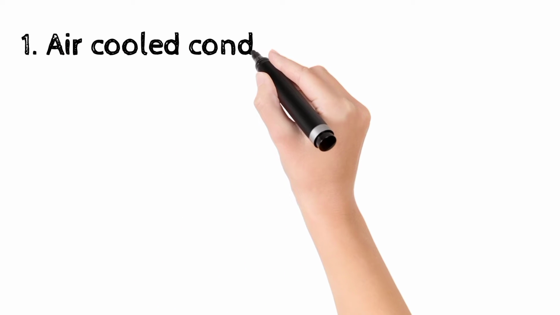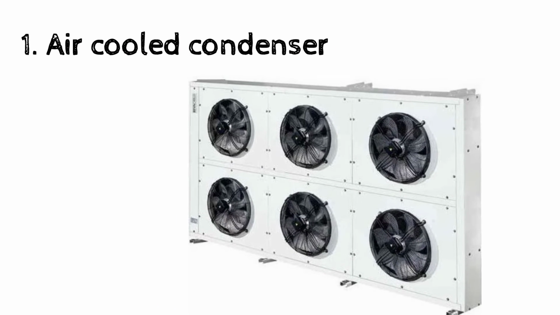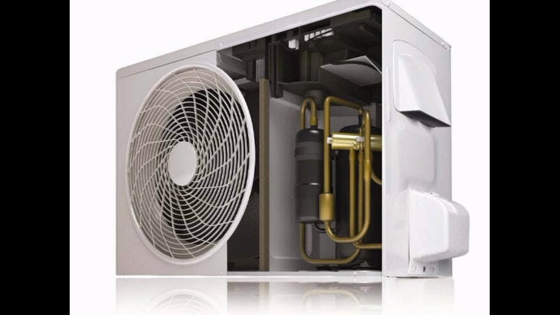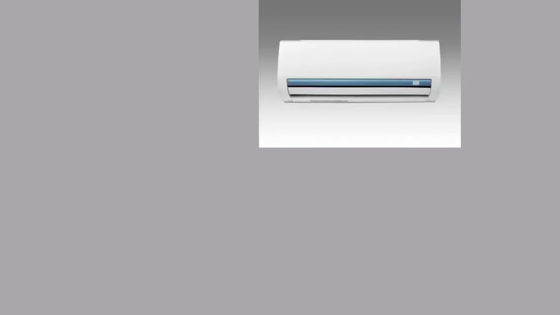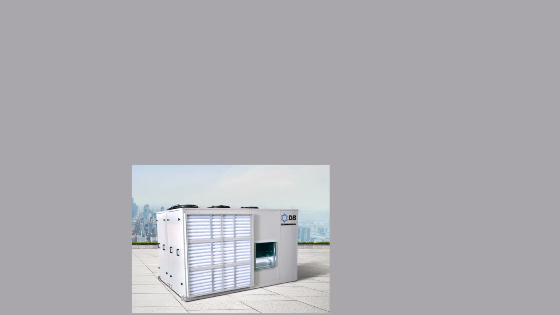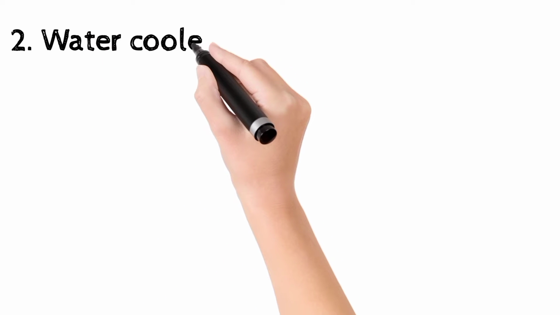First one, air cooled condenser. In air cooled condenser, we remove the heat by using the air or blower. In this type of system, we use in small units such as window AC, small AC, split AC, small package AC, deep freeze, etc.